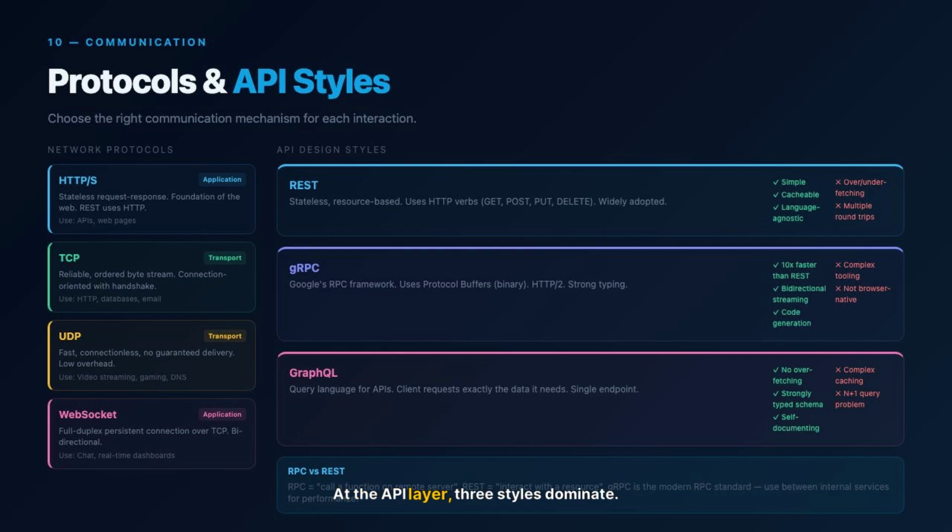At the API layer, three styles dominate. REST uses HTTP verbs get, post, put, delete to interact with resources.